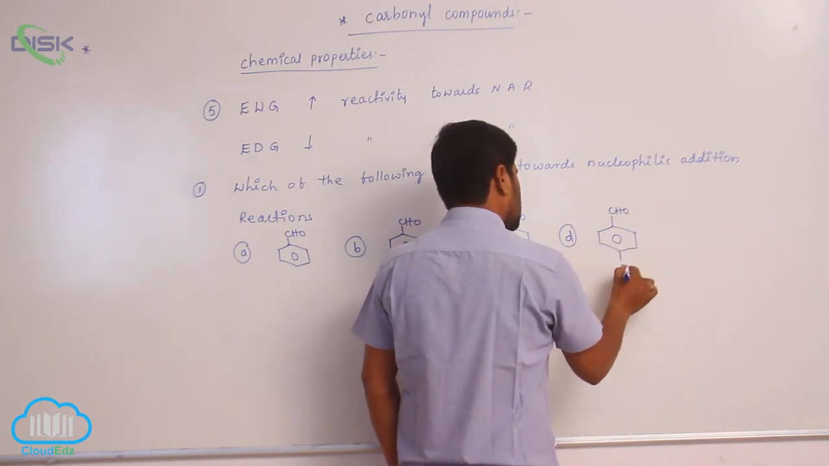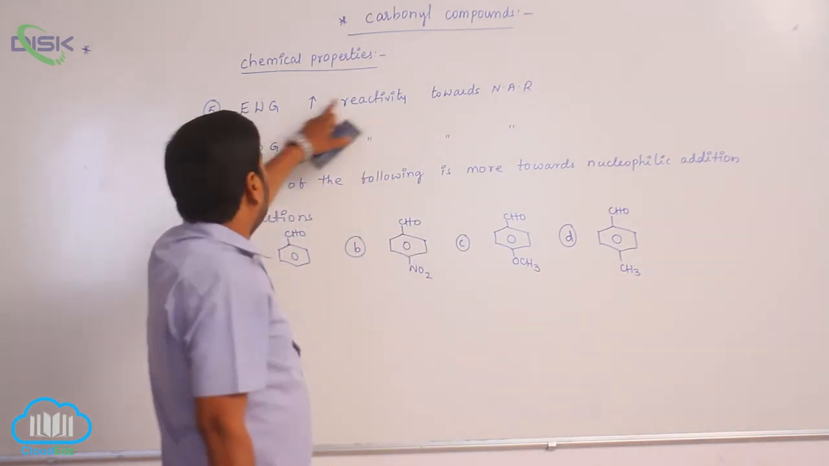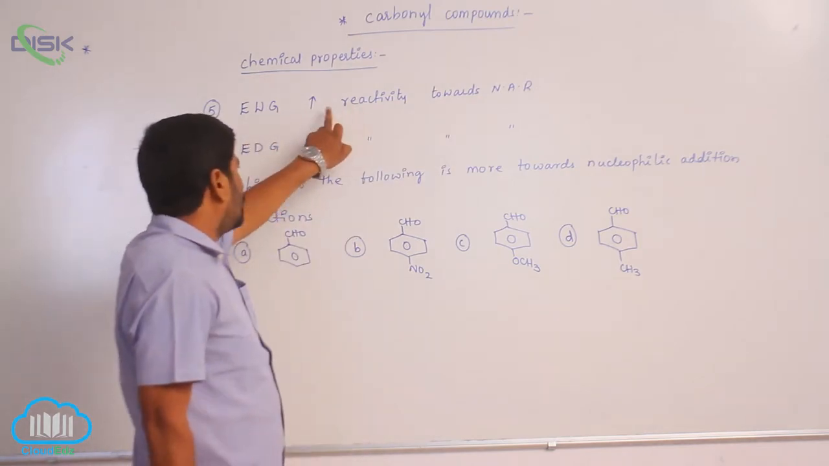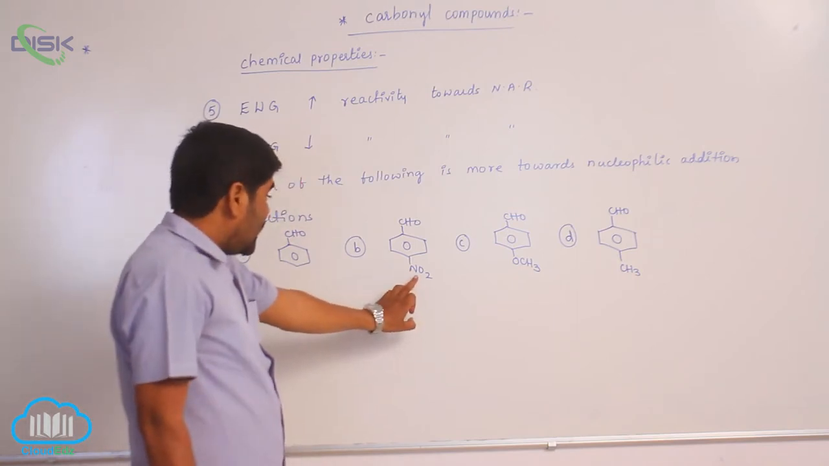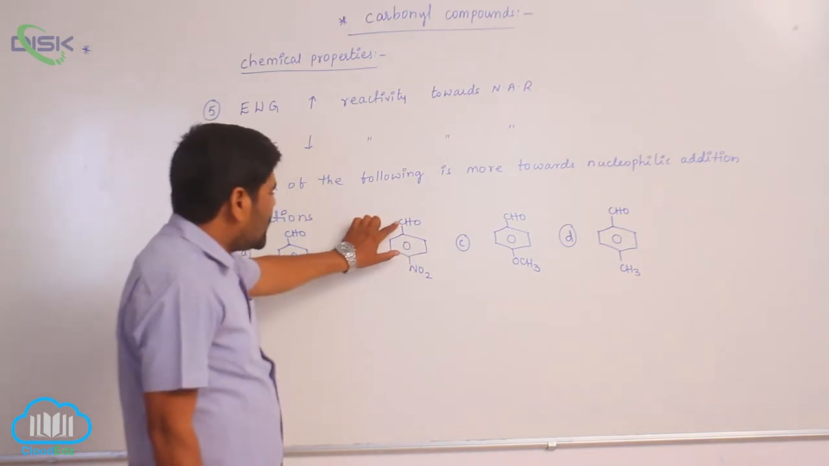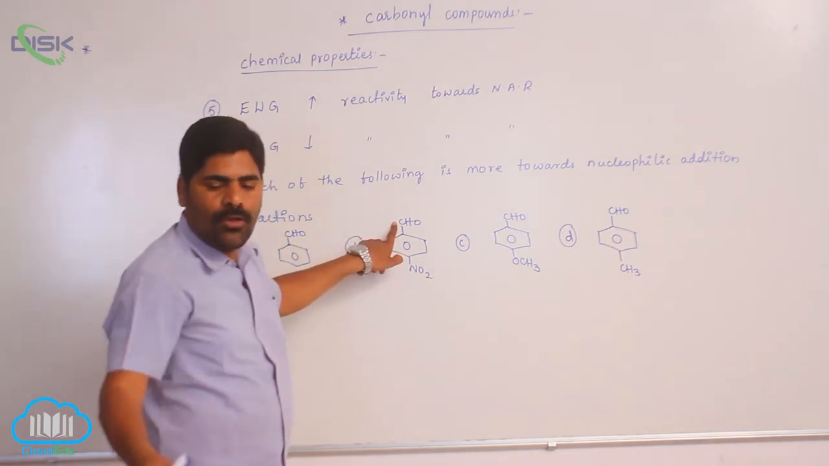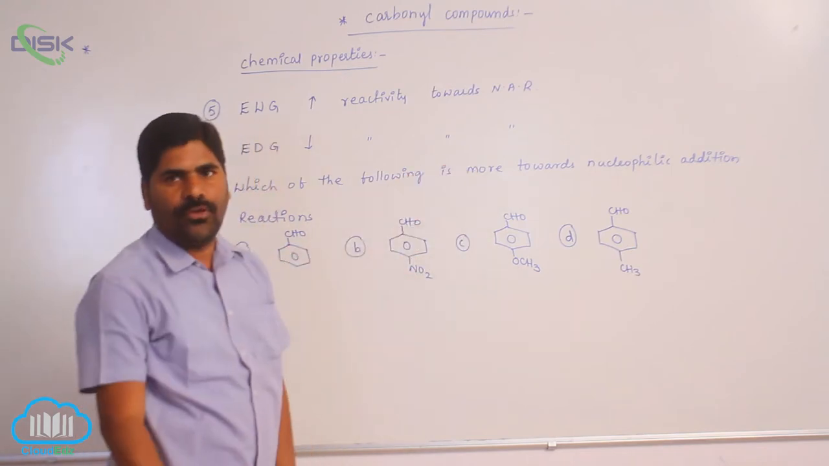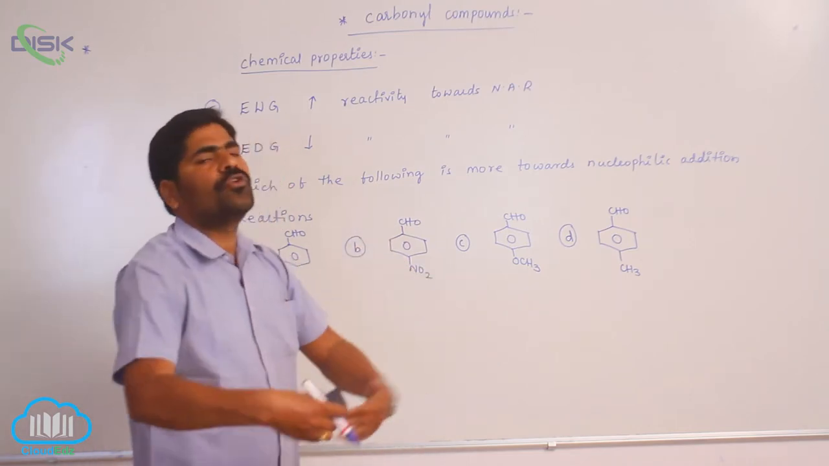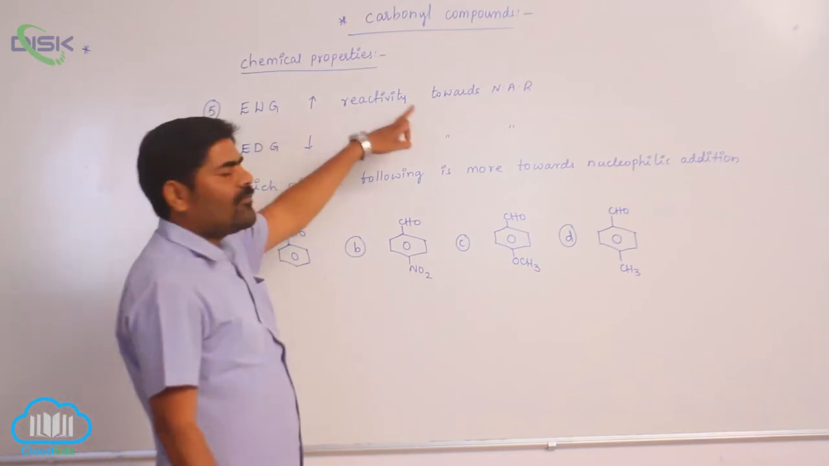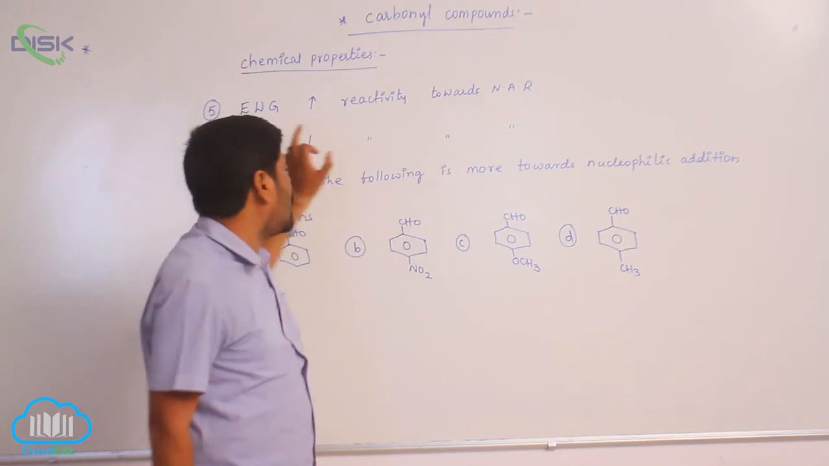aldehyde here is a methyl group. These are the four options I gave. Earlier I gave the statement clearly to you: electron withdrawing groups increase the reactivity towards nucleophilic addition. An electron withdrawing group withdraws electrons, so the positive charge character increases on the carbonyl carbon. When positive charge character increases on the carbonyl carbon, the nucleophile adds easily. Positive charge and negative nucleophile mean the attractive force increases. That is the reason why electron withdrawing groups increase the reactivity towards nucleophilic addition reactions, compared to electron donating groups.